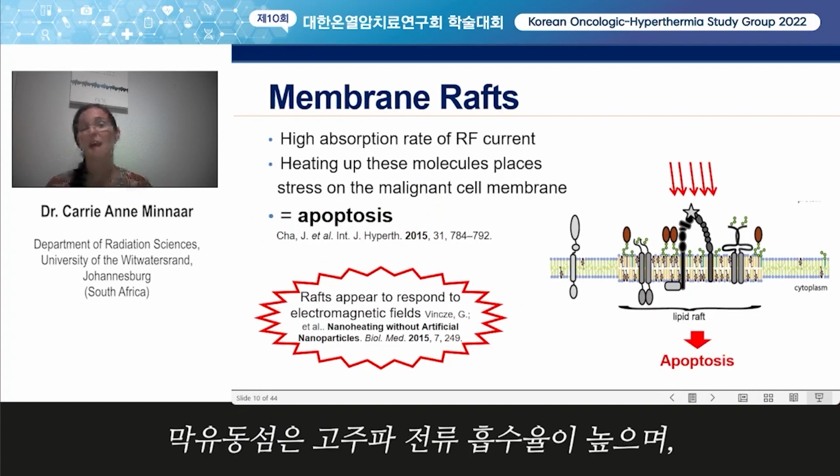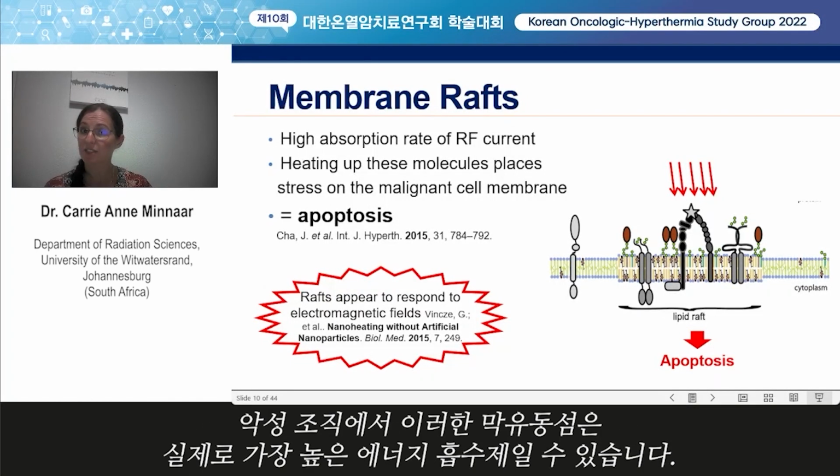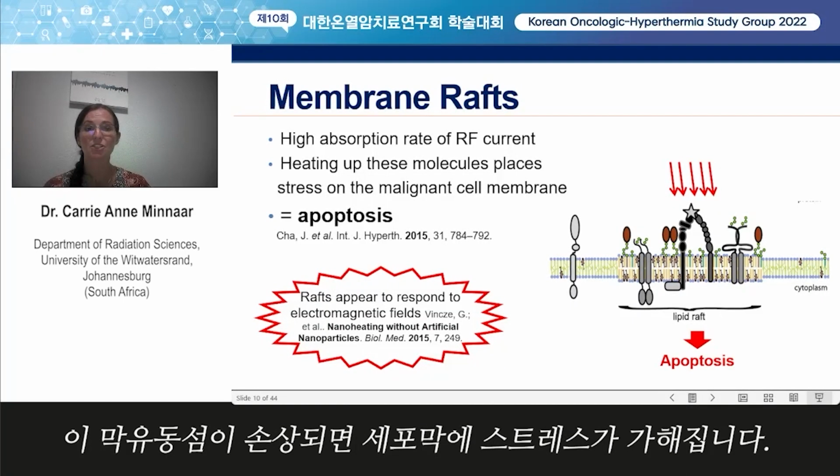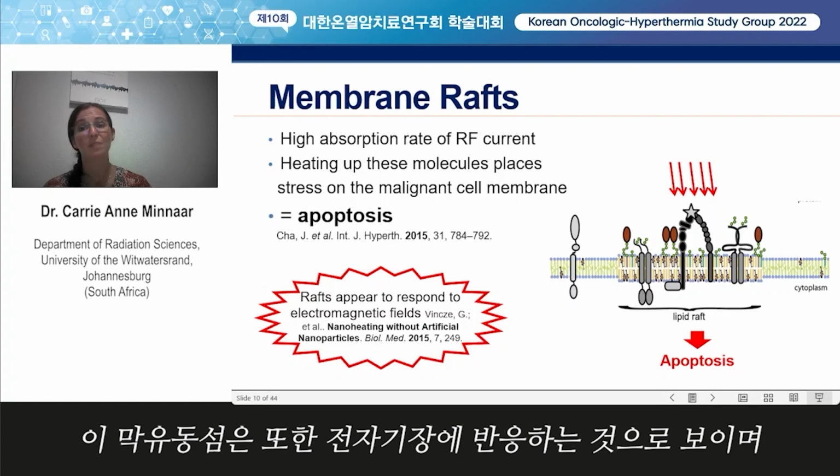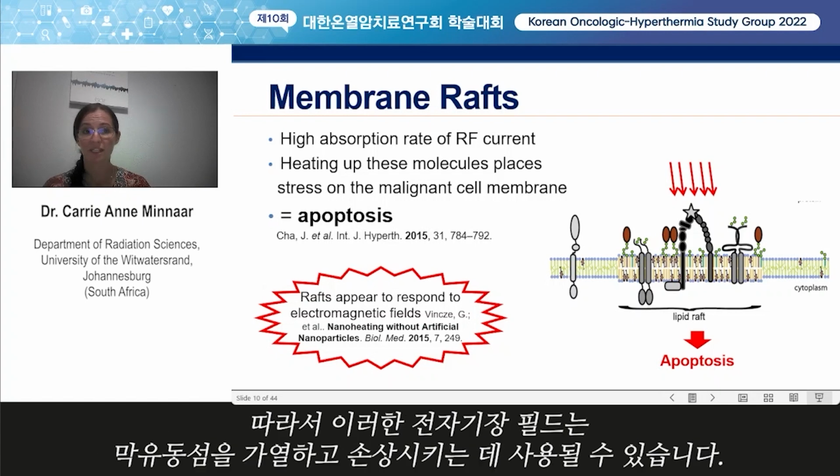Membrane rafts have a high rate of absorption of radiofrequency current, and in malignant tissue, these rafts may in fact be the highest absorbers of energy. Damage to these rafts places stress on the cell membrane. Chair and colleagues showed that the stress can induce apoptosis. These rafts appear to respond to electromagnetic fields, and these fields may therefore be used to heat up and damage the membrane rafts.